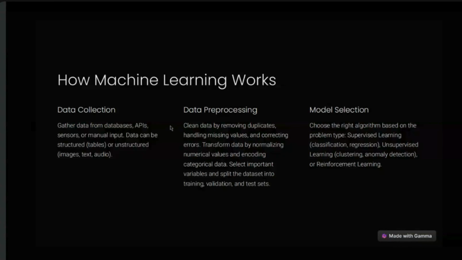Any doubt in this data collection, guys? No, sir. So next is data processing. What is meant by data processing? Cleaning data by removing duplicates, handling missing values and correcting errors; transforming the data by normalizing numerical values and encoding categorical data; selecting important variables and splitting the dataset into training, validation and test sets.